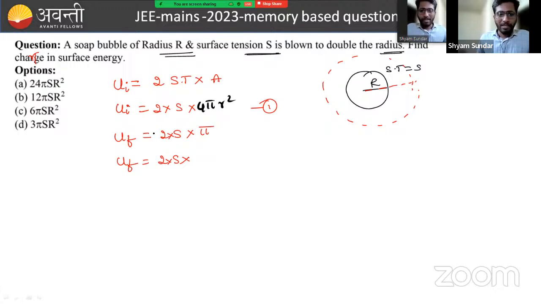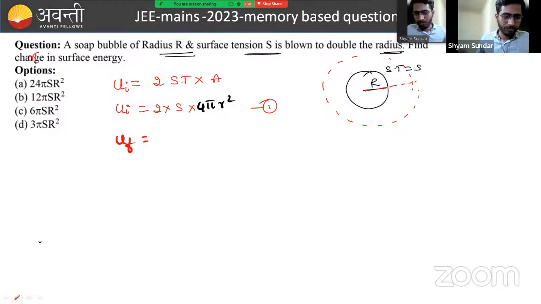Take a little care. Okay, now 4 into 2 means it will become 8 S pi r square. Now it will be r square, meaning twice. Okay, just a minute, I will rub this and write this one. Okay, U initial will be equal to 2 into 4, 8 S into pi r square. I will call this equation number 1.